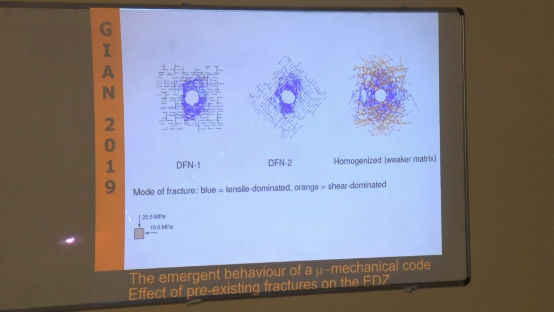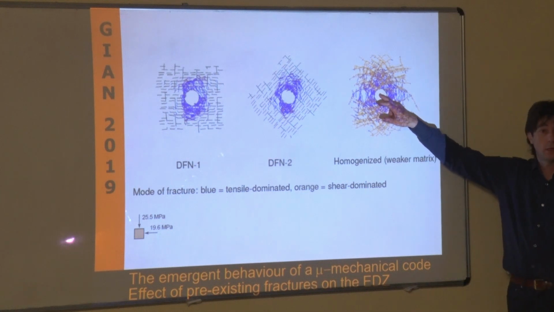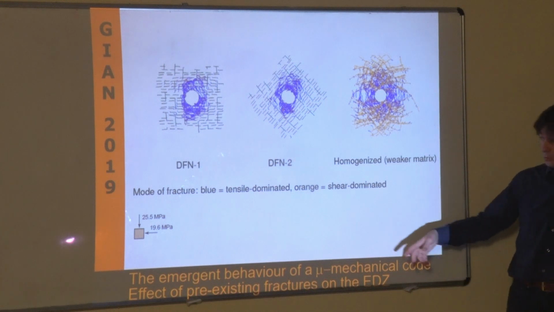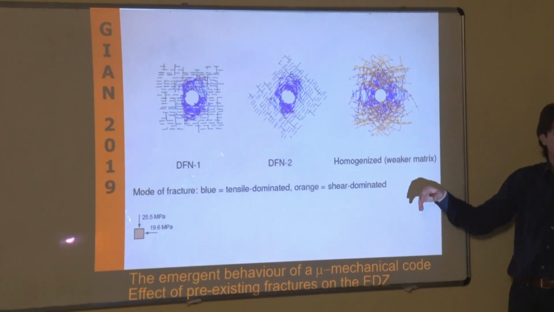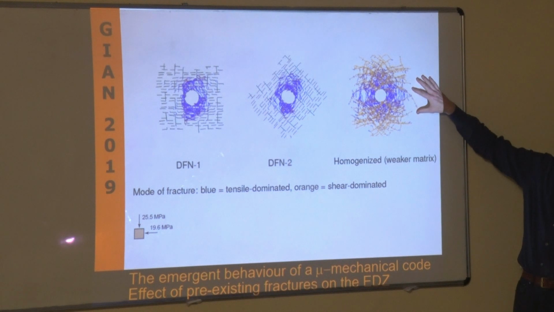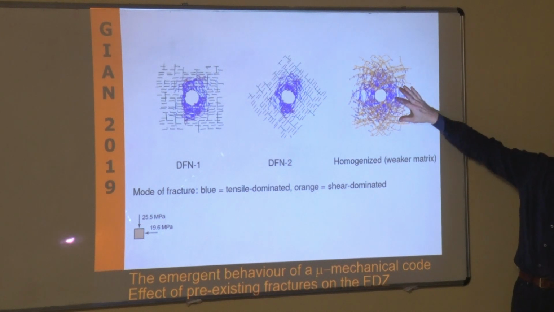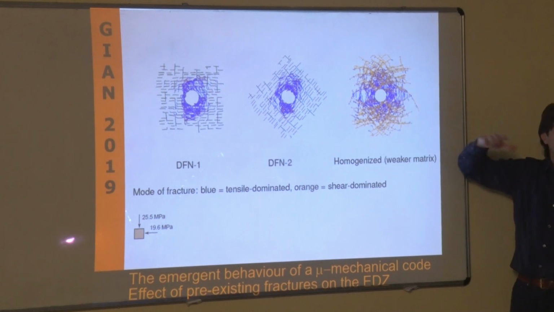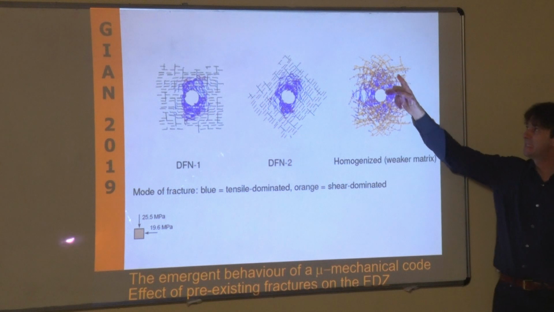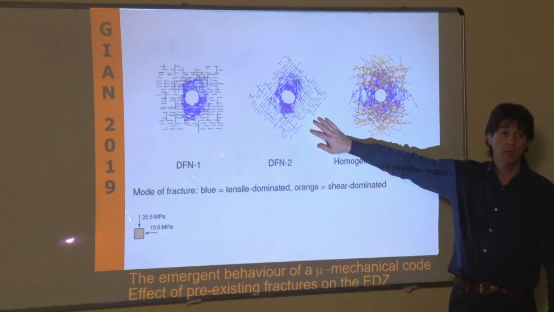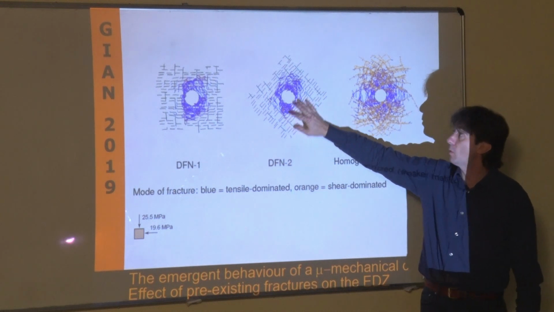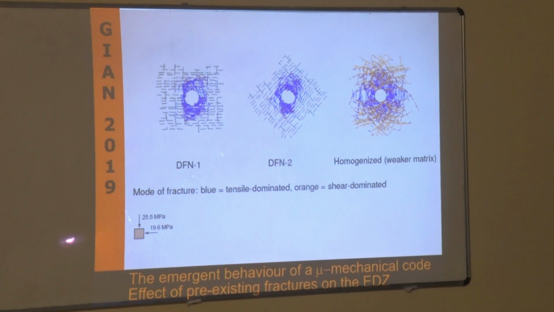So if you look at the same system, a tunnel, under 25 megapascal vertical stress, 19.6 horizontal. If you assume that your system is a continuum isotropic material, this is the type of failure that you observe. You run that in Plaxis, this is the type of plastic area that you will model. You start orienting, you start adding fractures and joints, and the failure is completely different. Again, nothing changes but the presence of fractures.